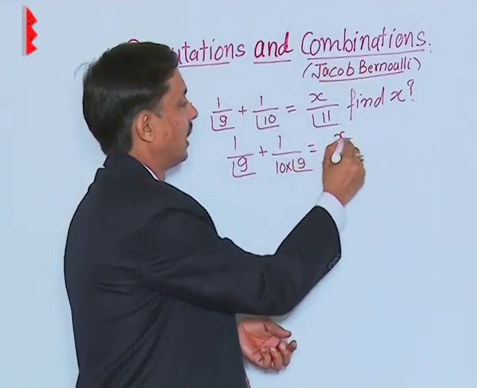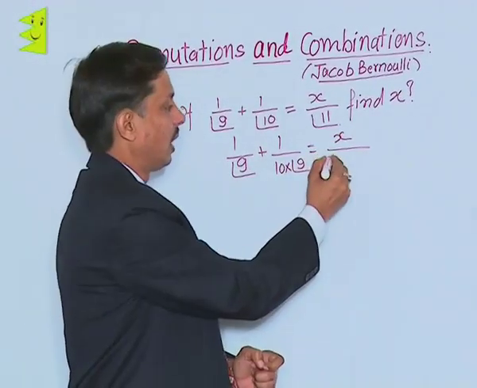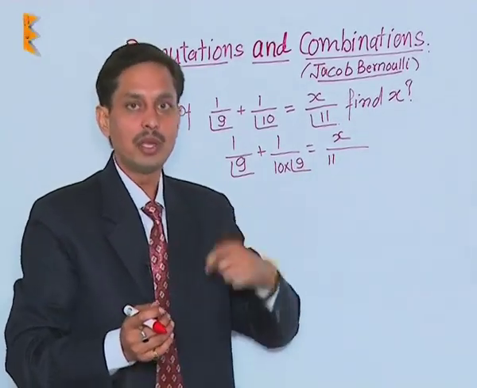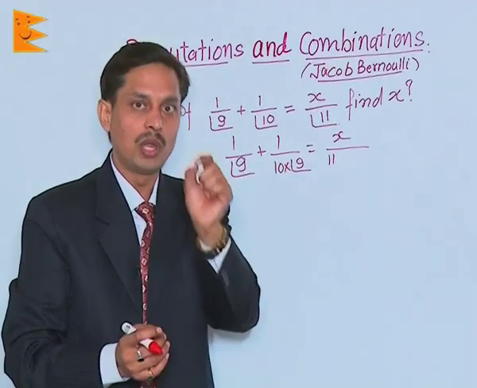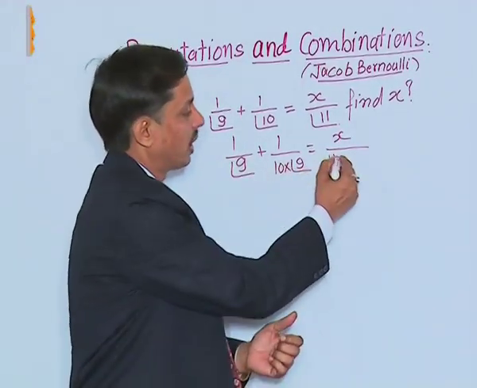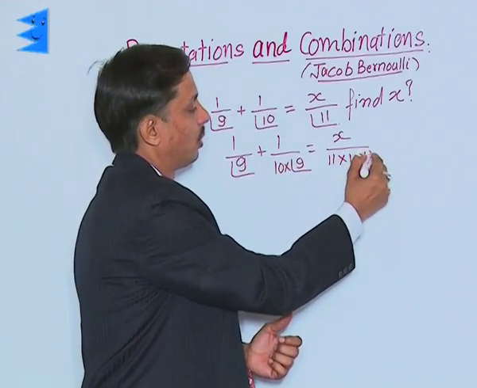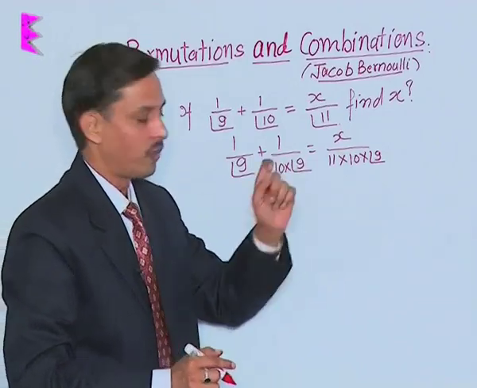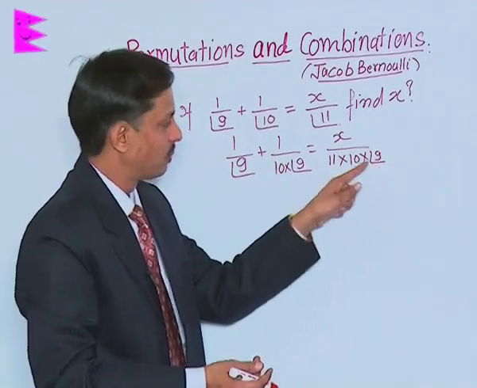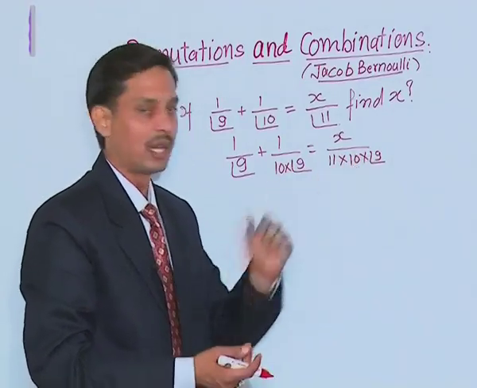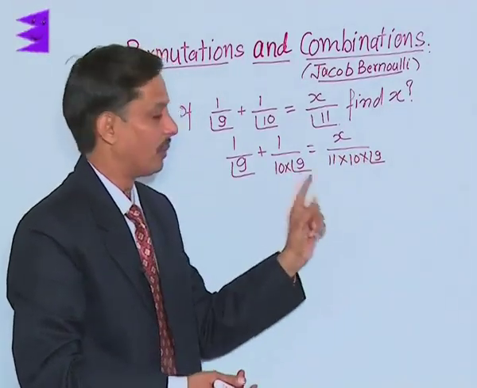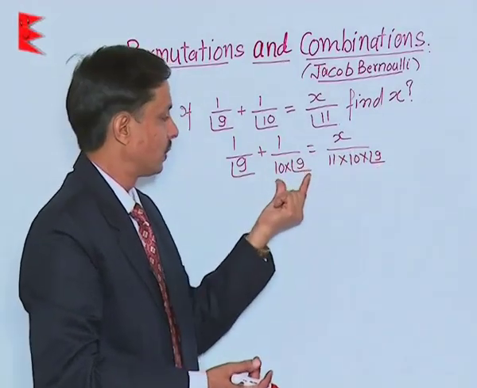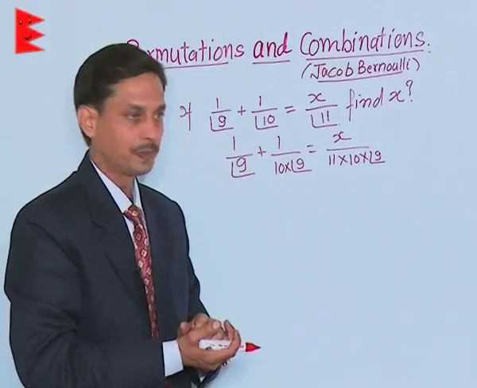Similarly, on the right hand side, factorial 11 can be written as 11 into factorial 10, but factorial 10 still needs to be brought down to the level of factorial 9. So it can be written as 11 into 10 into factorial 9. Factorial 9 is the product of the first 9 natural numbers. When this is multiplied by 10, it becomes factorial 10. When this is multiplied by 11, it becomes factorial 11. So this is factorial 11, this is factorial 10, and this is factorial 9.